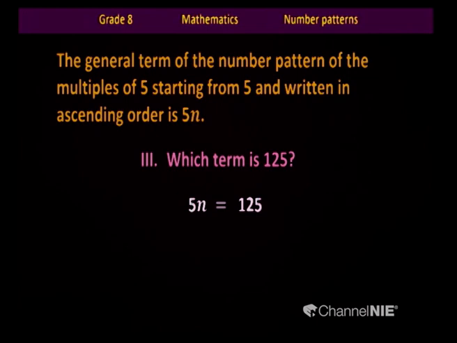So, we can construct a simple equation as 5n equals 125. Once again 5n means 5 multiplied by n. Therefore, to get rid of the multiplication of 5, we have to divide both sides by 5. Then it becomes 5n divided by 5 equals 125 divided by 5. Therefore, we can get the value for n as 25. That means 125 is the 25th term of this number pattern.